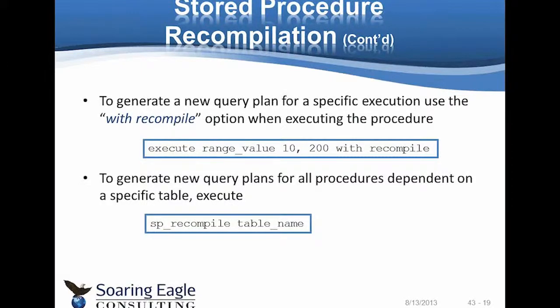Sometimes you do not have the control to make a change directly to your production environment. What you want to do is test the theory that your proc isn't running correctly. What you can do then is to execute the proc with recompile. In this example, we're executing range value 10, 20 with recompile. This gets us a new compilation plan for this specific execution.